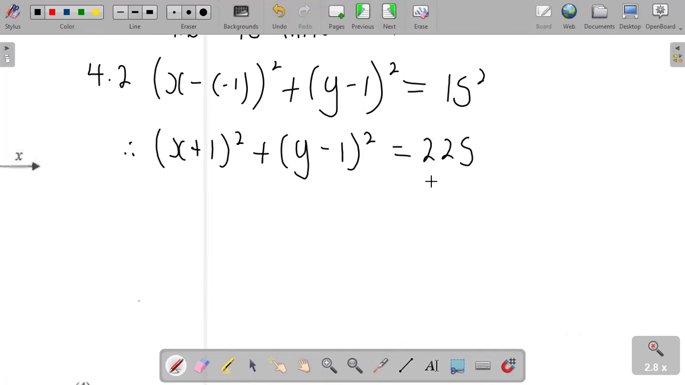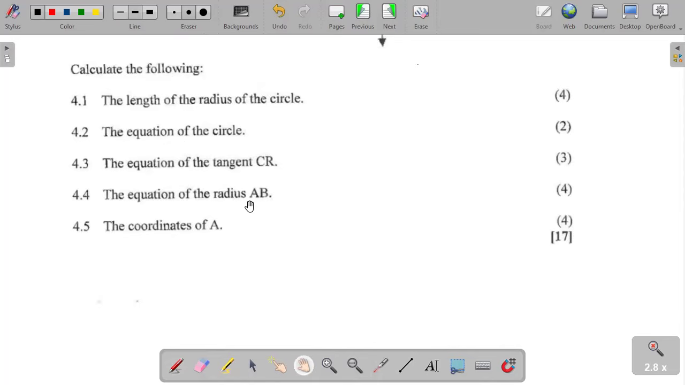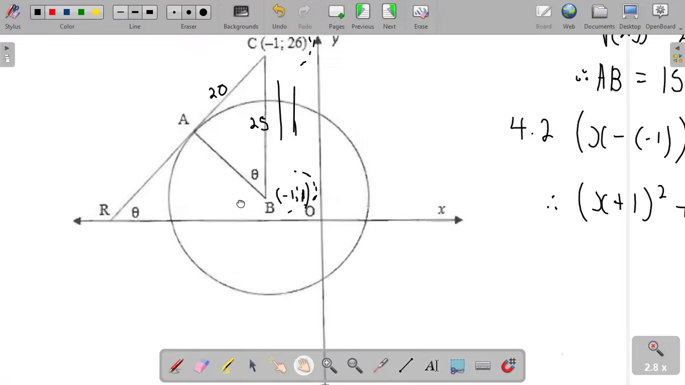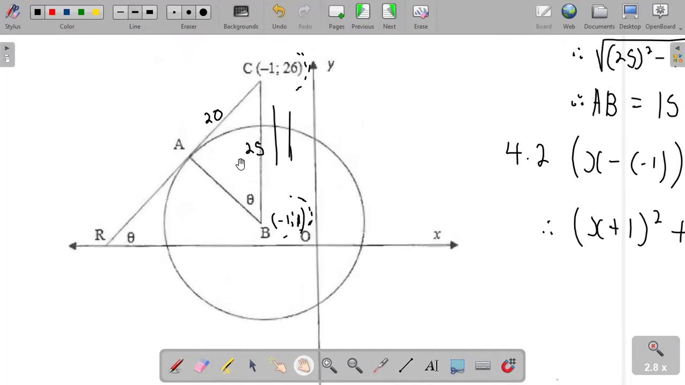Then let's go to 4.3. What are we required to find for 4.3? They say the equation of the tangent CR. Okay, the equation of the tangent CR.